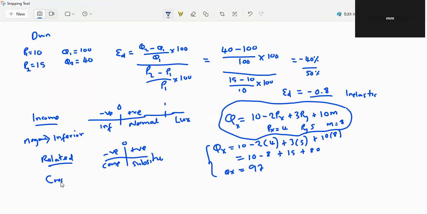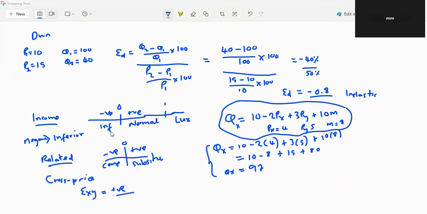Cross price has to do with the related goods. If cross price elasticity has a positive elasticity, what type of good is it? It's a substitute good. So cross price elasticity has to do with related goods. So a positive means these are substitute goods. A negative means these are complementary goods.